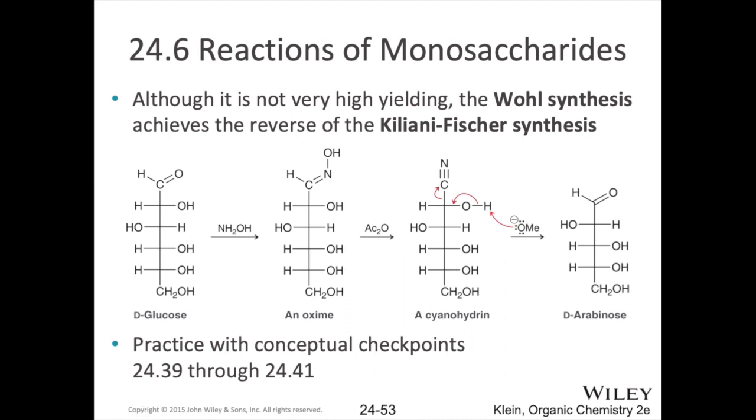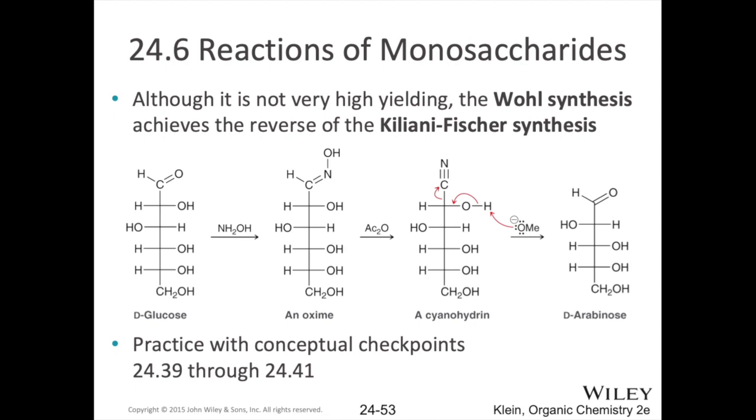Okay, another synthetic application that we can apply to carbohydrates is kind of the reverse. Basically, you can take a monosaccharide and take out a chiral carbon, one of the carbons in its carbon chain. So in this case here we have glucose. We're effectively taking out the number 2 carbon here, and we're going to turn it into arabinose, which is a pentose. We're going from a hexose to a pentose.